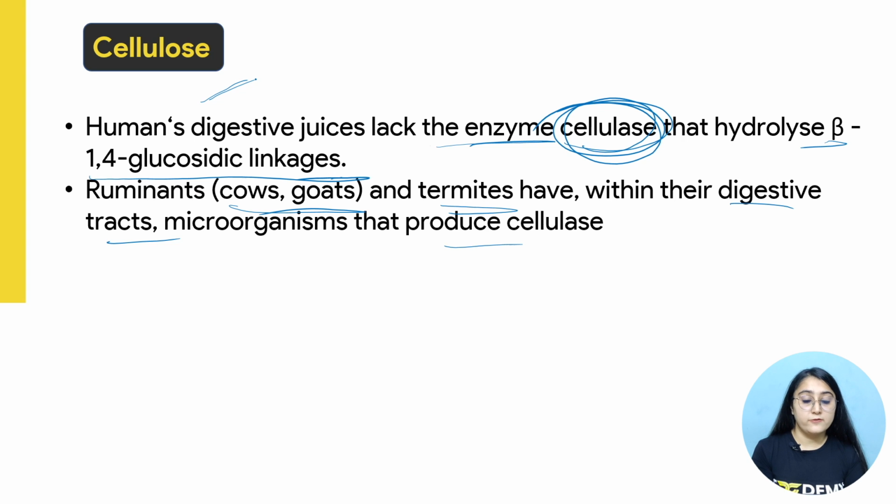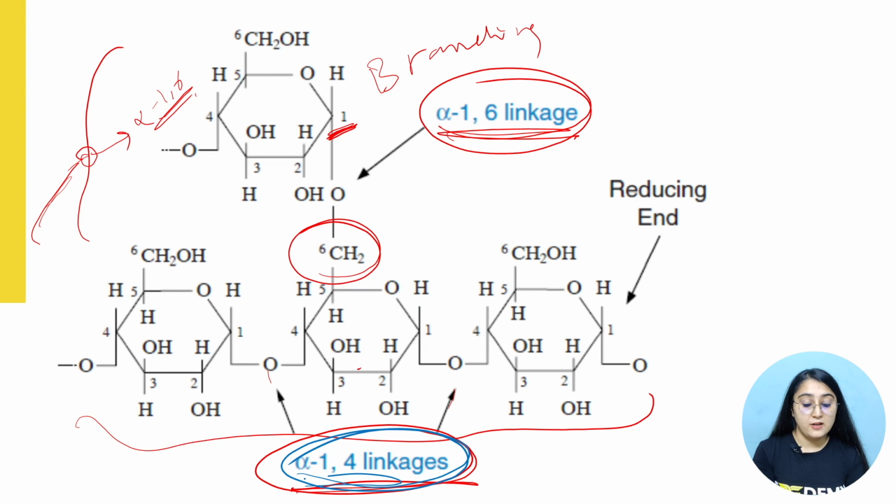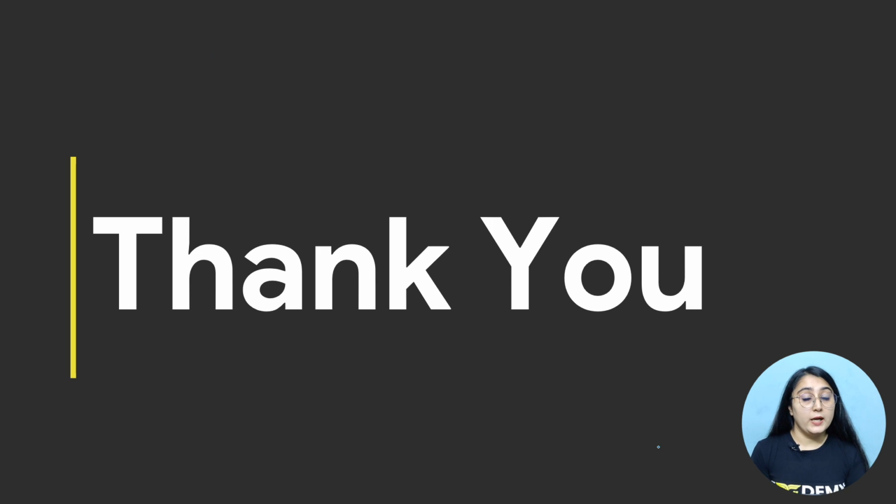So cellulose differs from starch in this bonding, whereas we have beta 1,4 over here and we have alpha 1,4 over here. So with this, we end the topic of carbohydrates. The remaining portion of the carbohydrates will be covered in the next video.